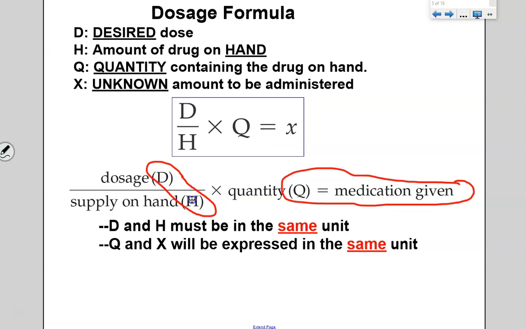Now, when you set up your problem, make sure that the unit for the D and the H are the same. For example, if the dose is in milligrams, the on hand has to also be in milligrams. One can't be in grams and the other in milligrams. And something to note is that the quantity is the unit your answer is going to come out in. So if this is in tablets, your answer is going to come out in tablets.